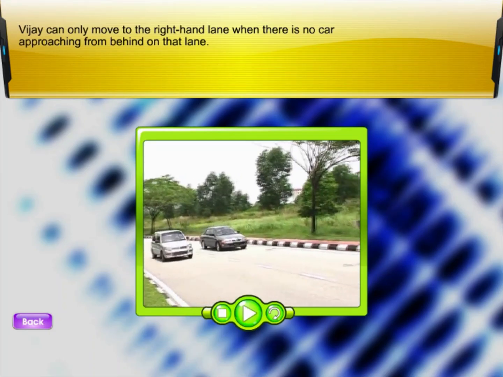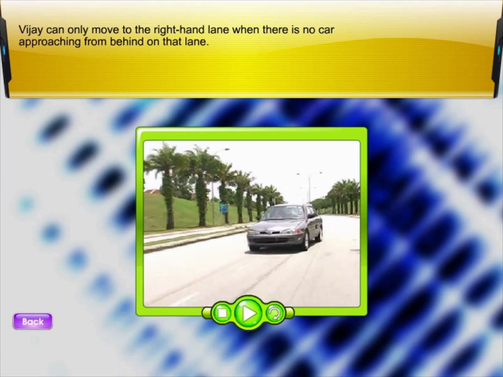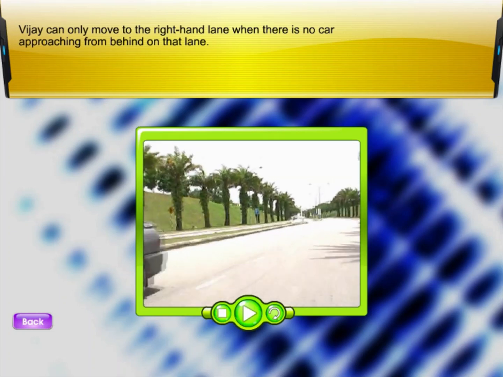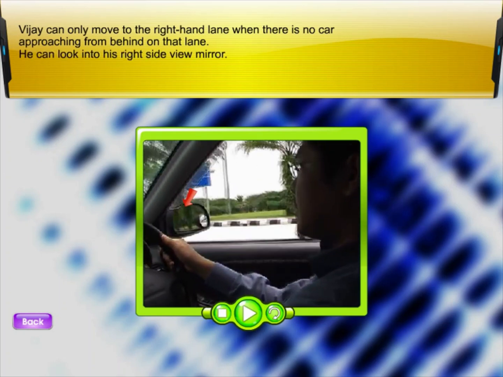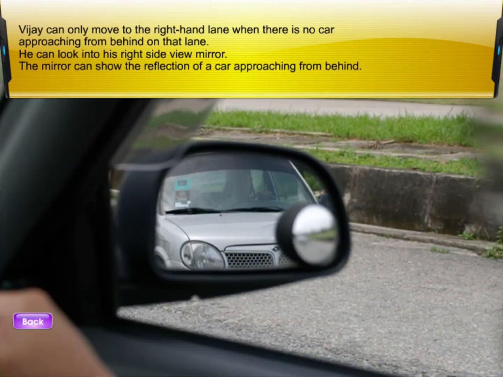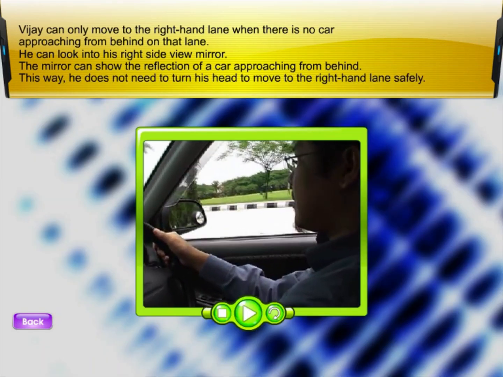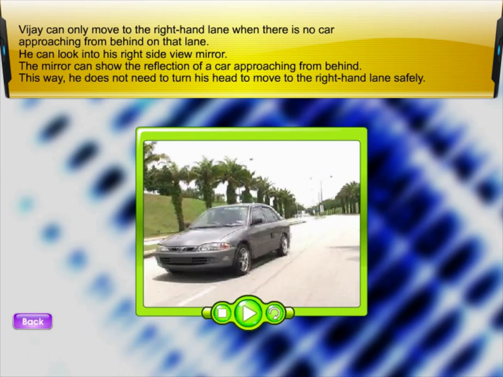Vijay can only move to the right-hand lane when there is no car approaching from behind on that lane. He can look into his right side view mirror. The mirror can show the reflection of a car approaching from behind. This way, he does not need to turn his head to move to the right-hand side lane safely.